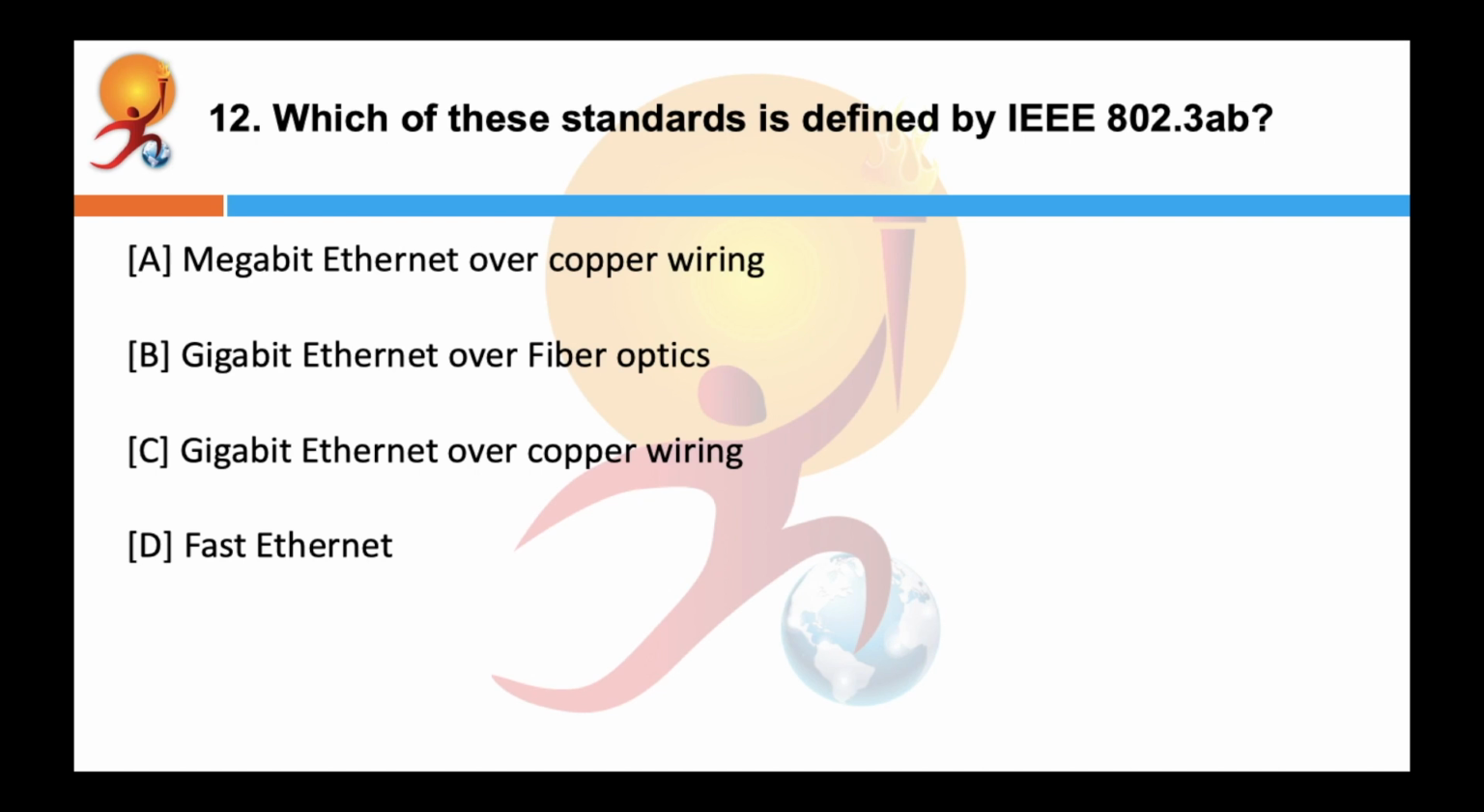Which of these standards is defined by IEEE 802.3ab? Correct answer is C. Gigabit Ethernet over copper wiring. 802.3ab, which is also known as 1000BASE-T, is a standard for gigabit Ethernet over copper wiring.